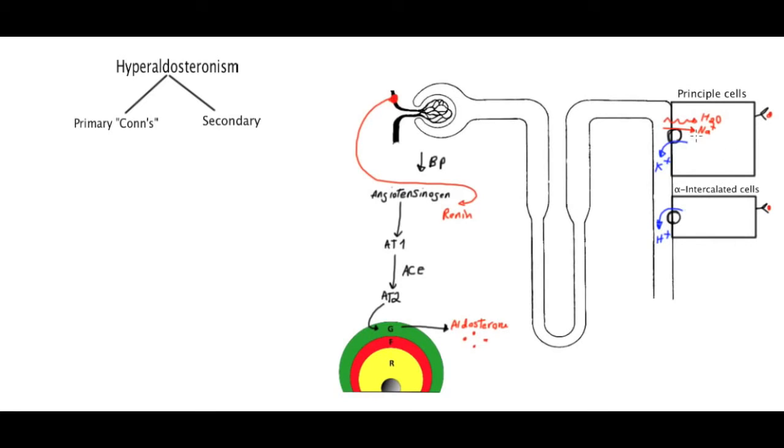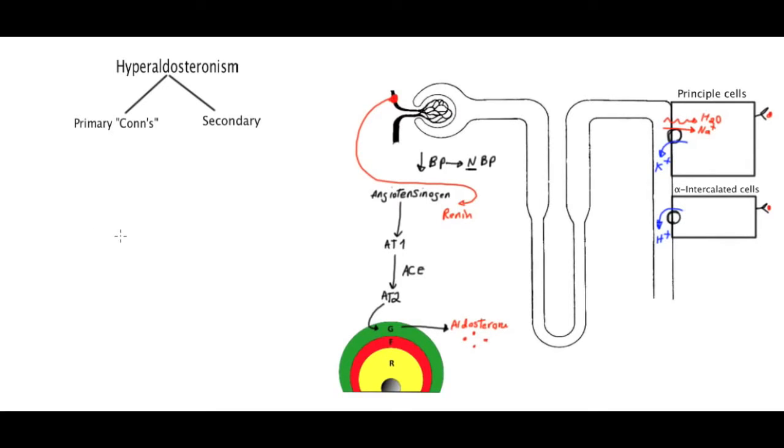So now what's going to happen is this sodium and water reabsorption will lead to increase of blood pressure. So our initial low blood pressure will now become normal. And it's important to know that once blood pressure is back to normal, this whole system gets shut down, and it will not go beyond this point because we're talking about a normal person.